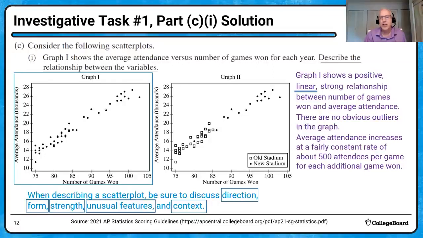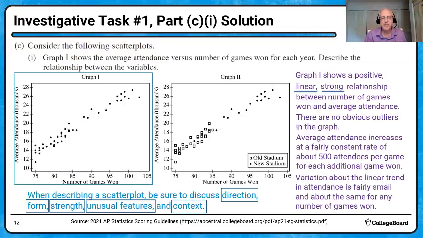relationship. Likewise, what do you mean by a strong relationship? Well, you mean that the variation about whatever kind of form you're seeing, in this case, the linear form, is fairly small.